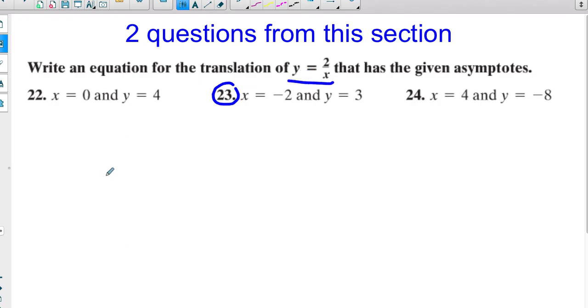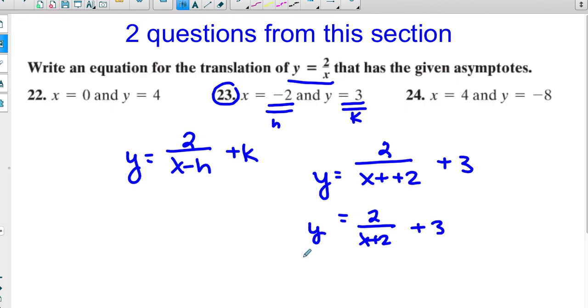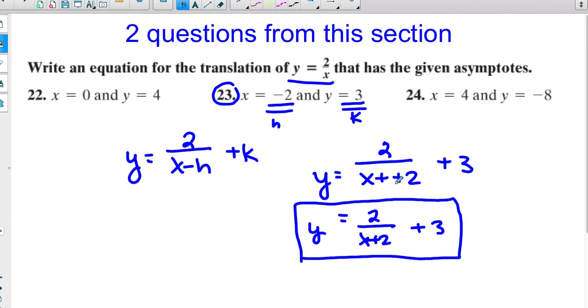So our parent function is y equals 2 over x minus h plus k. This is going to be substituted in for the h, and this gets substituted in for the k. So then you have y equals 2 over x minus a negative 2, and then plus 3. But that minus and negative makes that positive. So then you have 2 over x plus 2 plus 3. This is the final, official, most simplified version. This would still need to be cleaned up a little bit. Okay, that's it from 9-2.